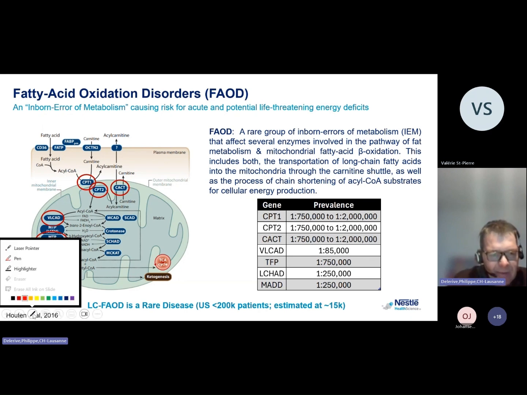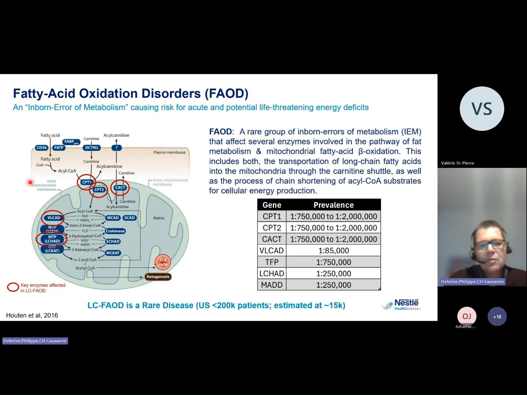So let me get the laser here. On the cartoon, you have the key genes which are circled in red. The carnitine shuttle, CPT1, CPT2, and CACT, but also the key enzymes involved in the decarboxylation of the long-chain fatty acids, namely VLCAD, LCHAD, and TFP, which could be mutated, resulting in a partial or total loss of function, which will have a tremendous impact on the ability to process long-chain fat and to generate TCA cycle intermediates, and down the road, ATP production.